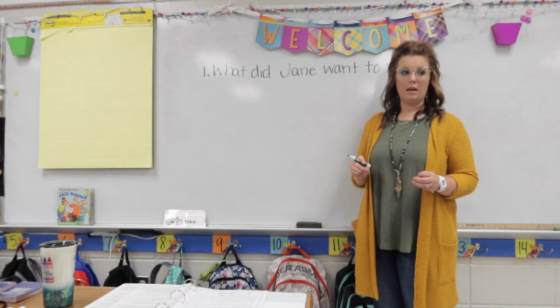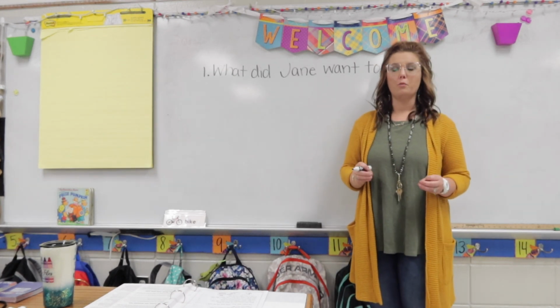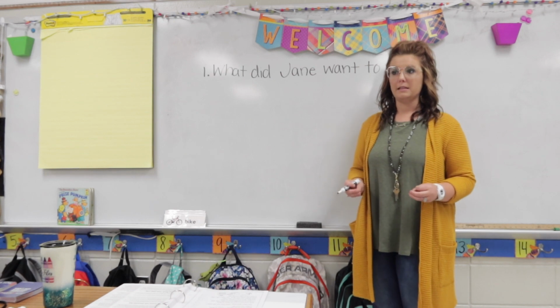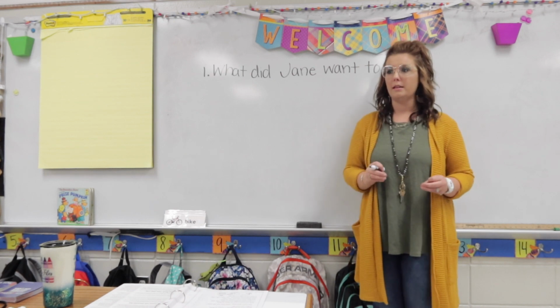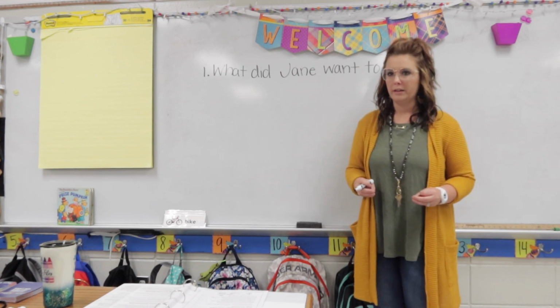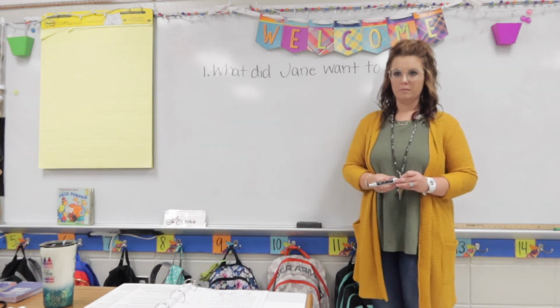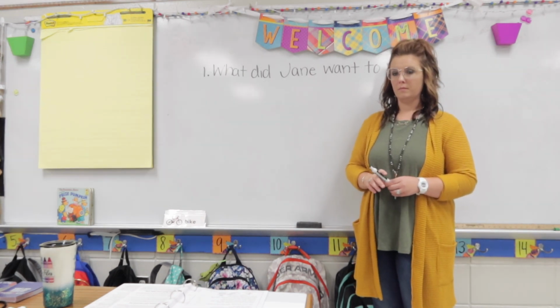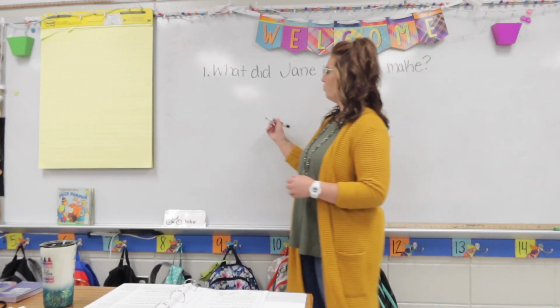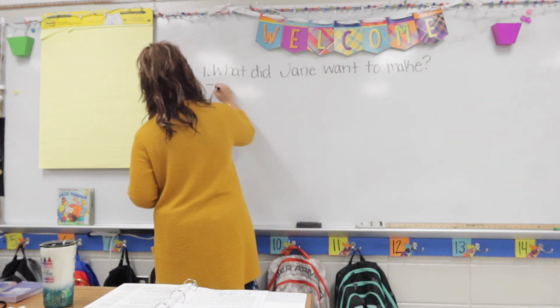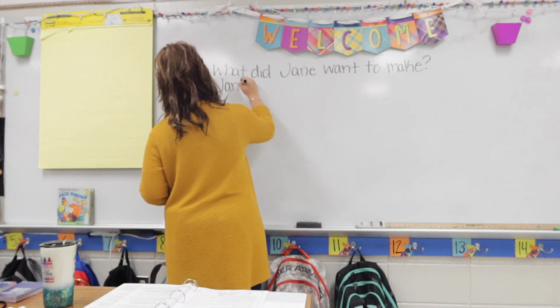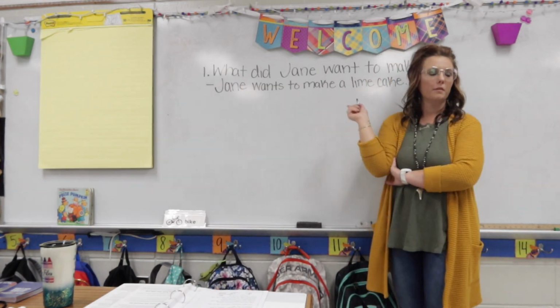Yes, she wanted to make a lime cake. My question for you is, how would you put that in a complete sentence? Anytime you have a question like this, you need to answer that question in a complete sentence. Jane wants to make a lime cake. That's perfect. Do you want to know why I think that sentence is perfect?